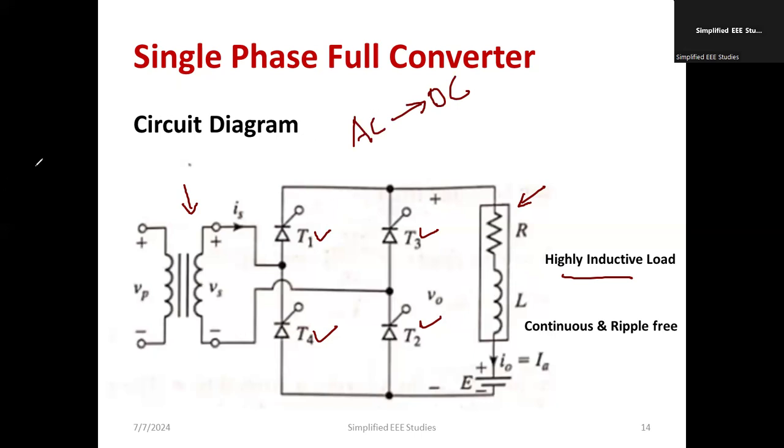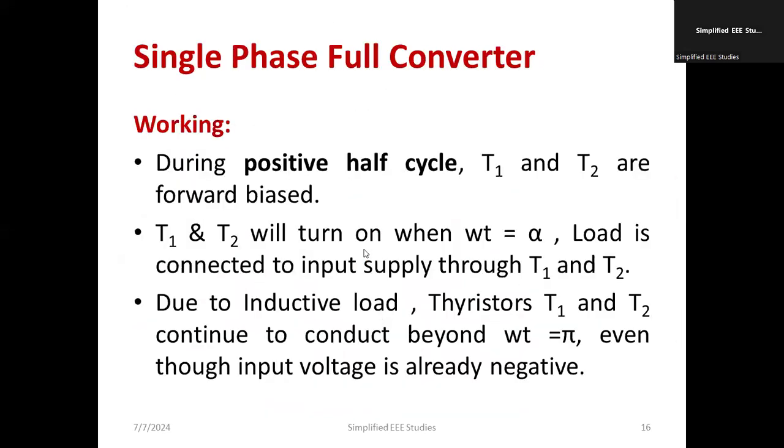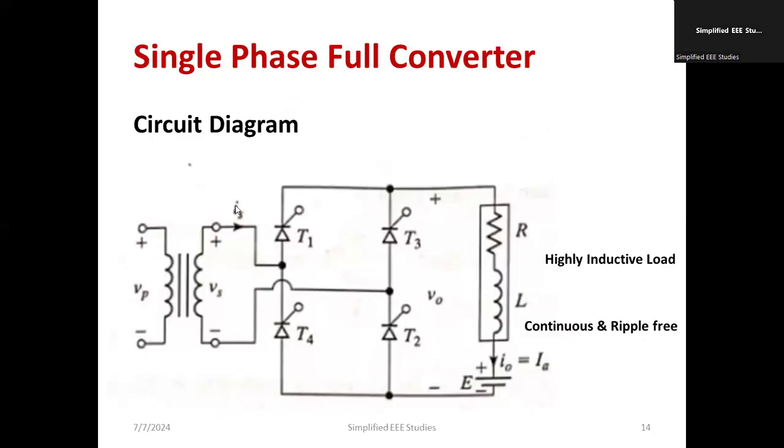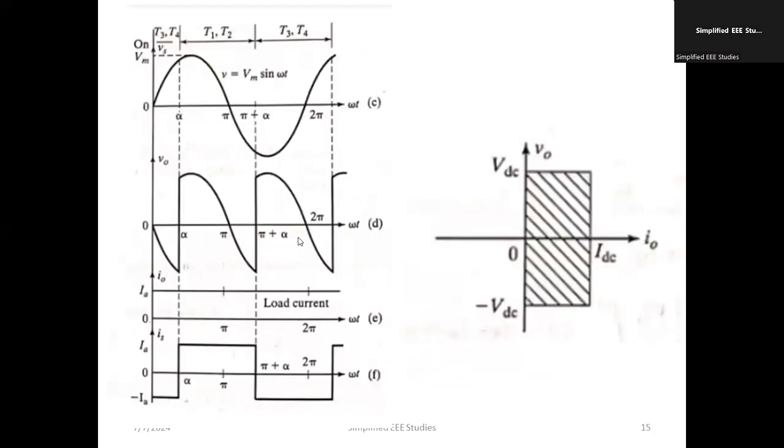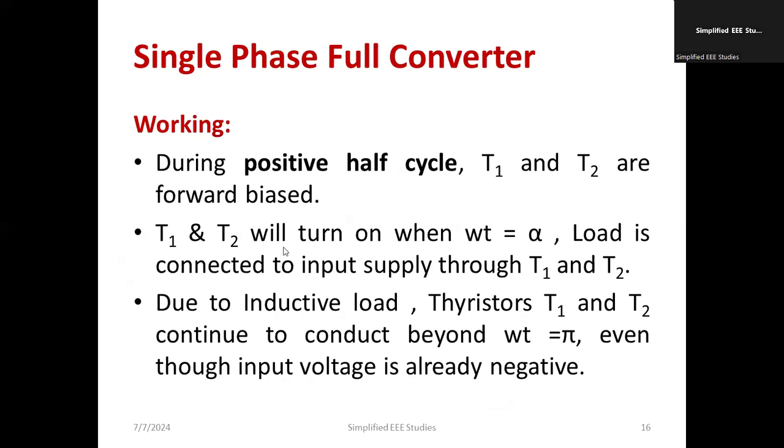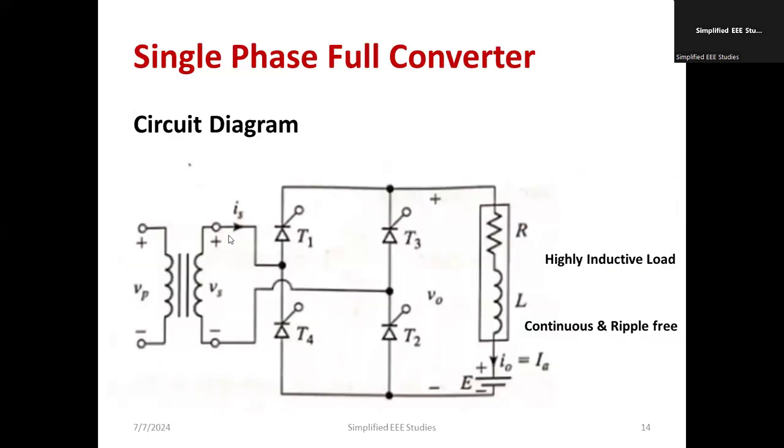Now we'll discuss the operation. How does it work? The working is very simple. You should know the difference between the positive half cycle, the negative half cycle, and the current flow. Then your job will be completed. First of all, we discuss the positive half cycle. During the positive half cycle, T1 and T2 conduct. The thyristors T1 and T2 conduct when omega t is equal to alpha.